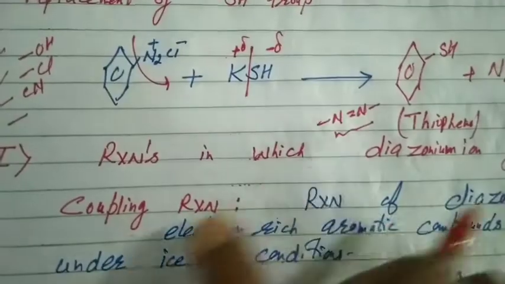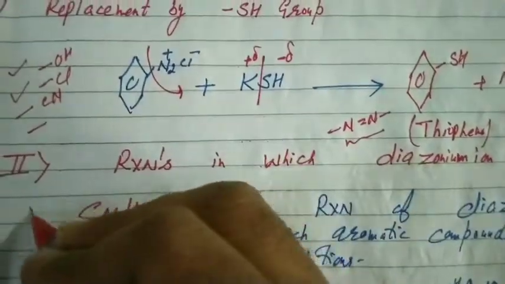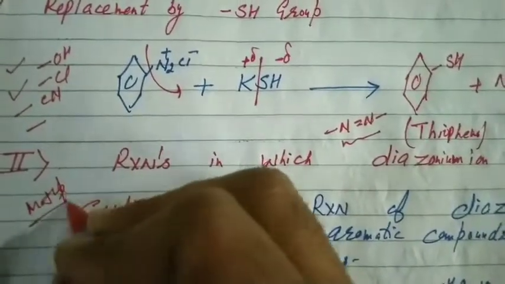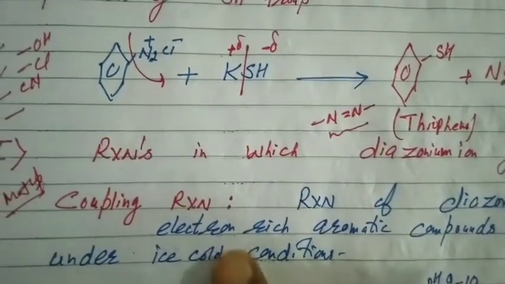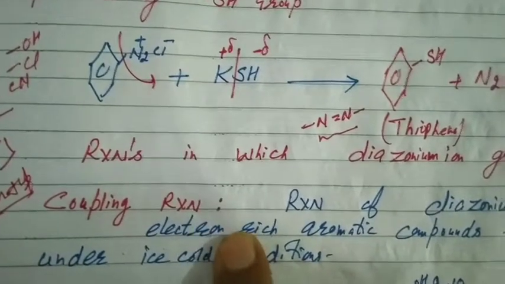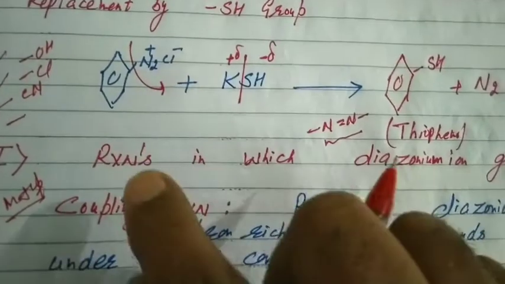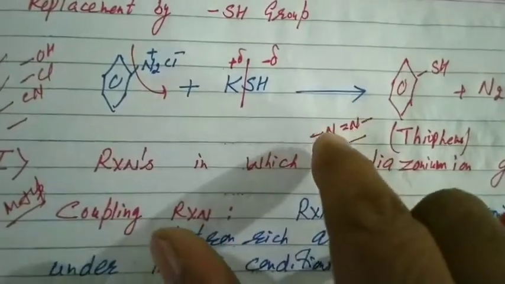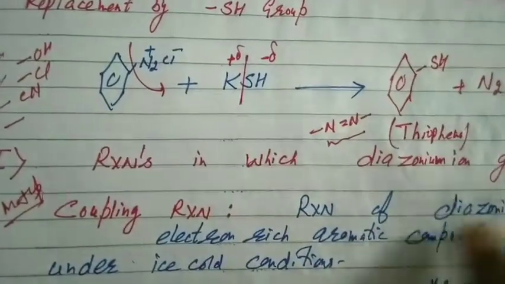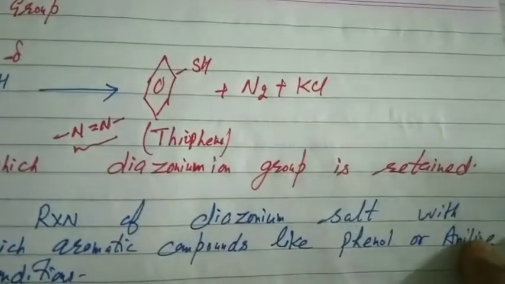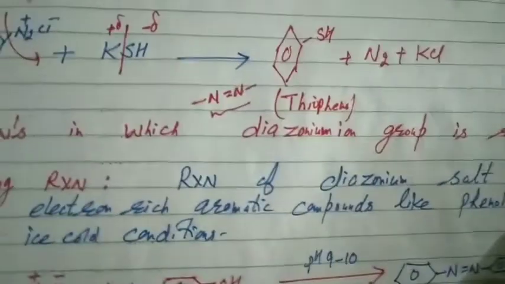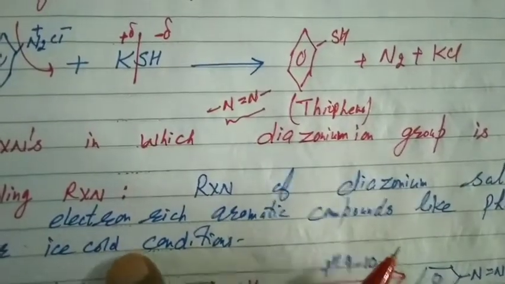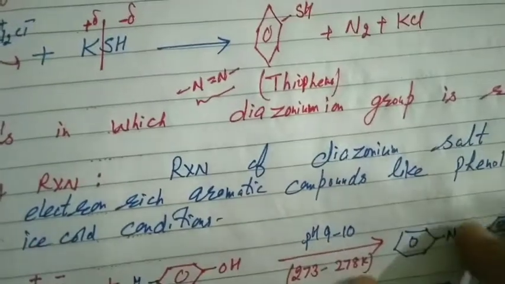And it is the first reaction in your syllabus. It is the coupling reaction. Again, most important. Sandmeyer reaction, Gattermann reaction, coupling reaction, diazotization reaction. These are important. Coupling reaction, students. This is the reaction of diazonium salt. Diazotization reaction, that is the preparation of diazonium salt. Coupling reaction: reaction of diazonium salt with electron-rich aromatic compounds like phenol or aniline, meaning with activating groups, under ice cold conditions. Like diazotization, it is mandatory to write ice cold condition in this also.